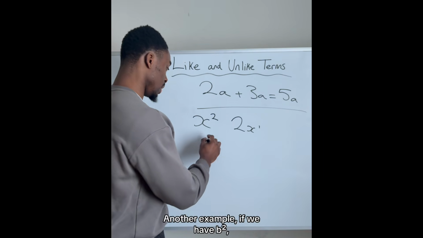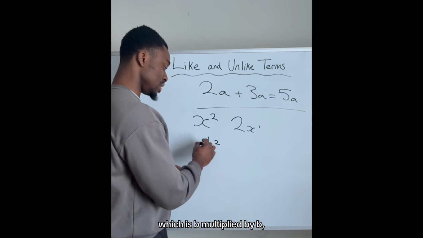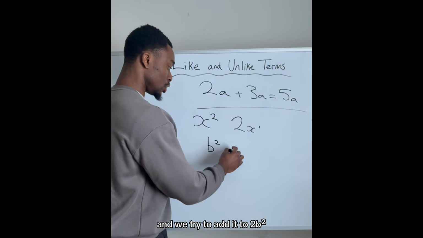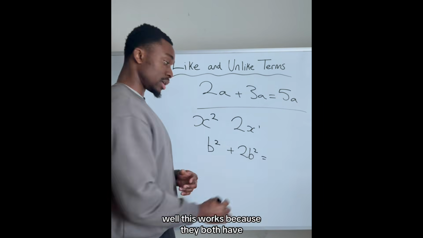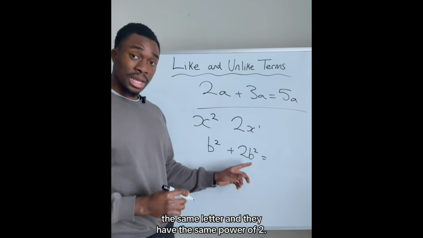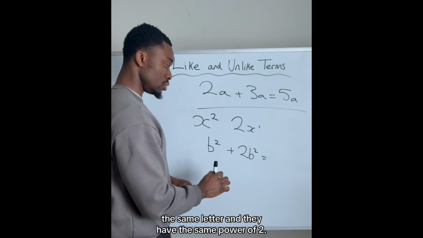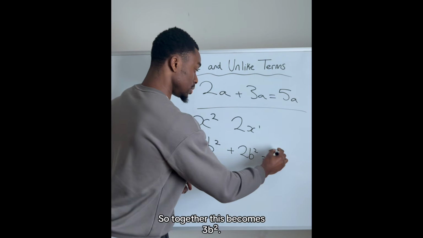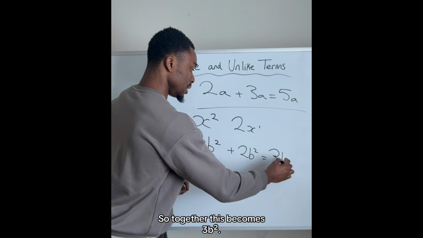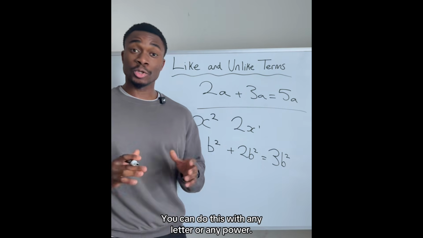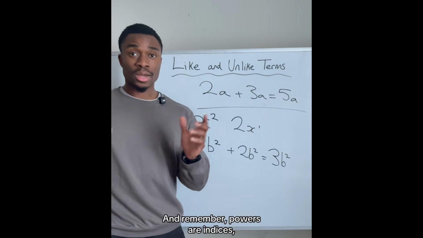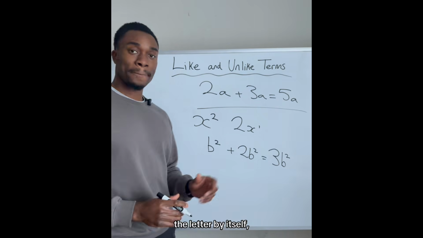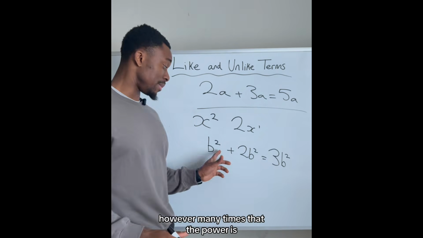Another example, if we have b squared, which is b multiplied by b, and we try to add it to 2b squared, well, this works because they both have the same letter and they have the same power of 2. So together, this becomes 3b squared. You can do this with any letter or any power. And remember, powers are indices, which means you're multiplying the letter by itself, however many times that the power is.